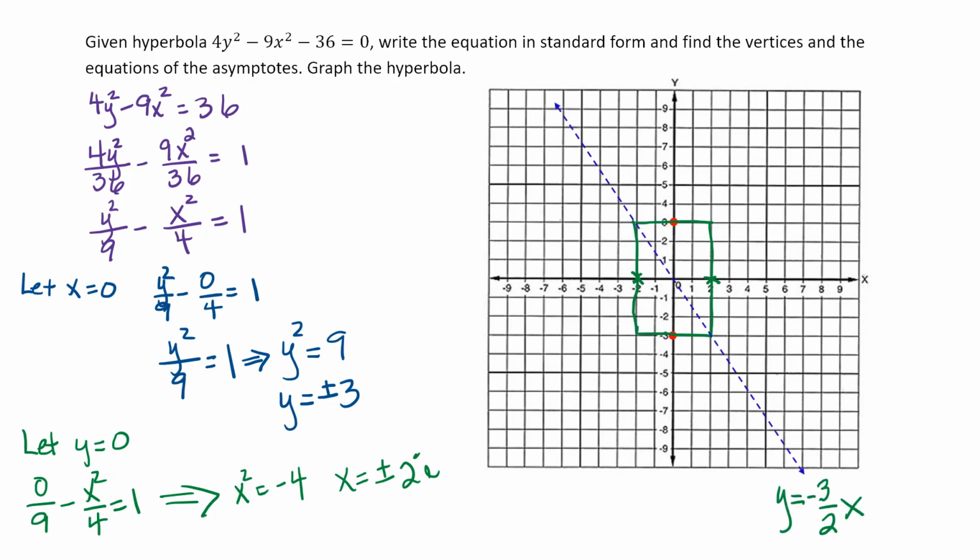And just remember to write the equation of the asymptote. It's a line that has its y-intercept and x-intercept at 0, and it has a slope of up 3 and back 2, so that's negative 3/2. So y equals negative 3/2 x, and then the other asymptote has a positive slope, so that's y equals 3/2 x. And now we can draw the hyperbola, which goes through the points on the y-axis, and it should approach the asymptotes.